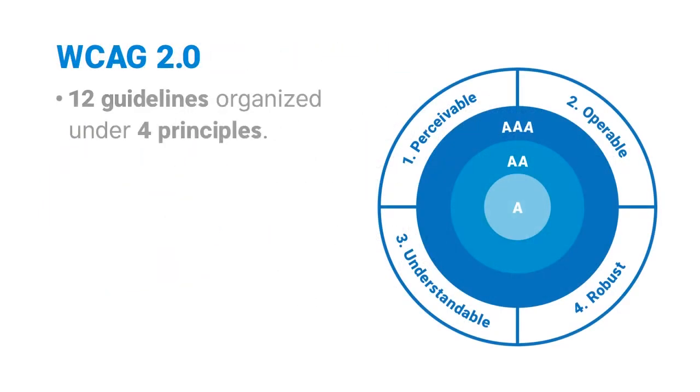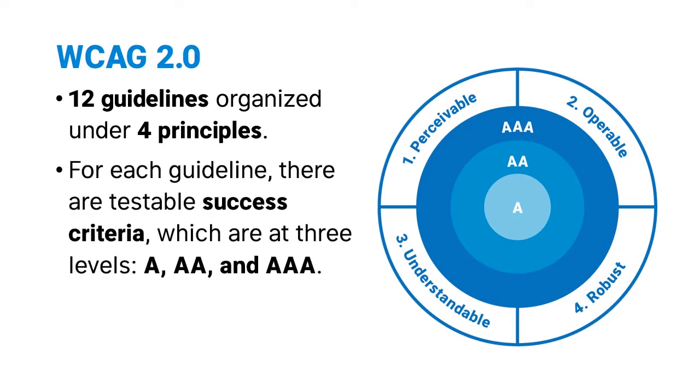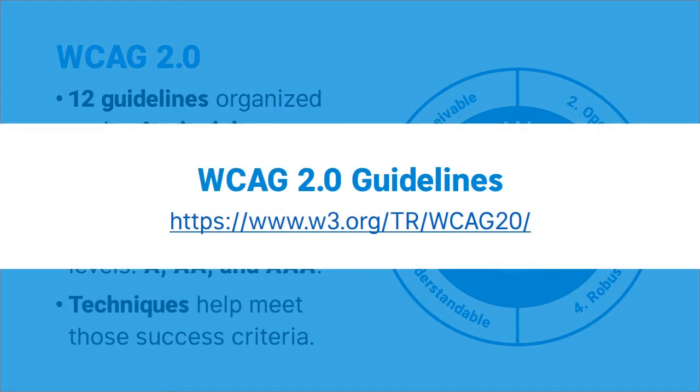WCAG 2.0 is made up of 12 technical guidelines under 4 principles: perceivable, operable, understandable, and robust. For each guideline, there are testable success criteria, which are at 3 levels: single A, double A, and triple A, with single A being the lowest and triple A being the highest level. You can find these guidelines on the WCAG 2.0 website.